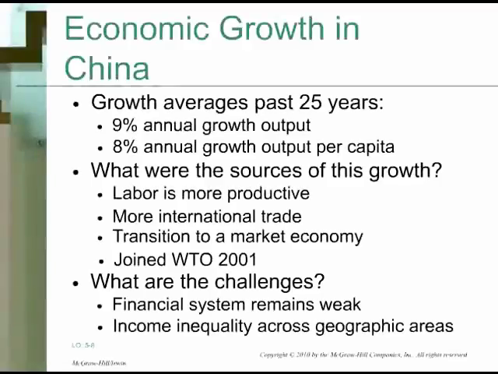What were the sources of recent economic growth in China? The Chinese economy grew on average 9%, and 8% per capita, in the last 25 years. This impressive growth can be attributed to labor becoming more productive, an increase in international trade, transition to a market economy, and joining the WTO in 2001. Two main challenges remain. The financial system in China remains weak, and income inequality across geographic areas of China is growing.